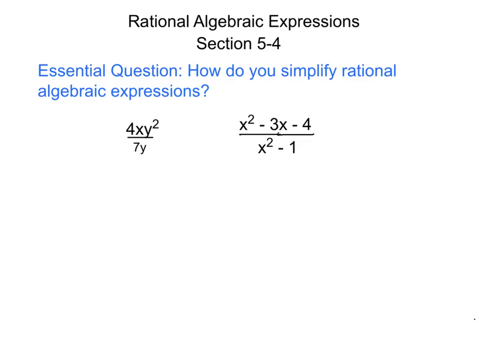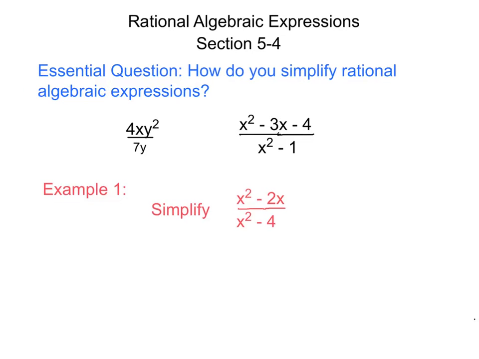So two examples of rational algebraic expressions might be 4xy squared over 7y, or x squared minus 3x minus 4 over x squared minus 1. So these are typical algebraic expressions. Now, what we're going to try to understand in this section, though, is how do we go about simplifying them. So let's look at some examples.